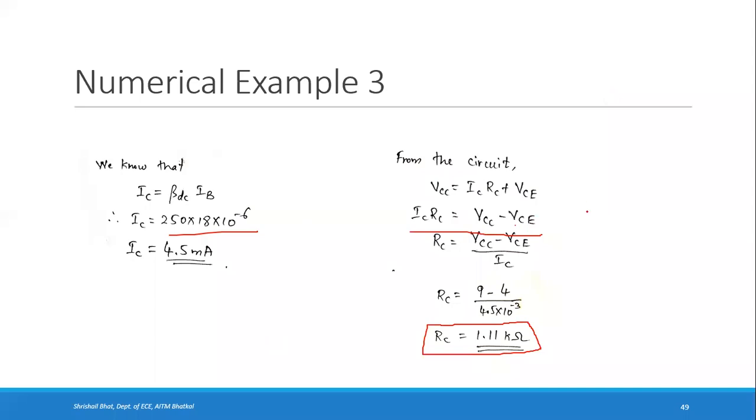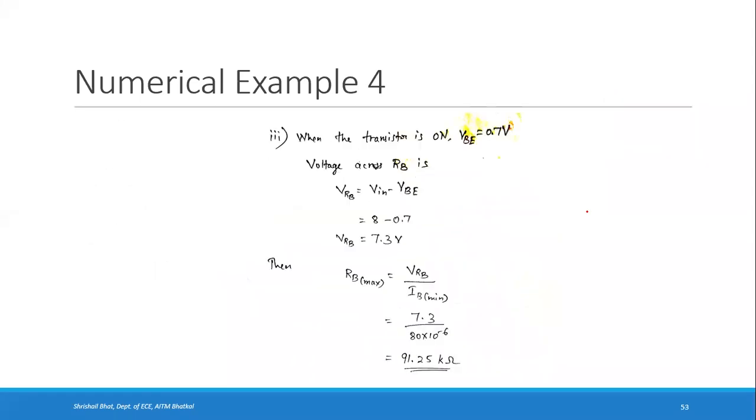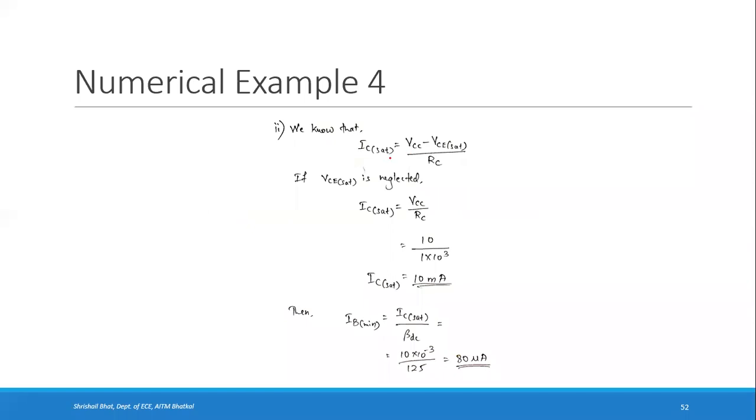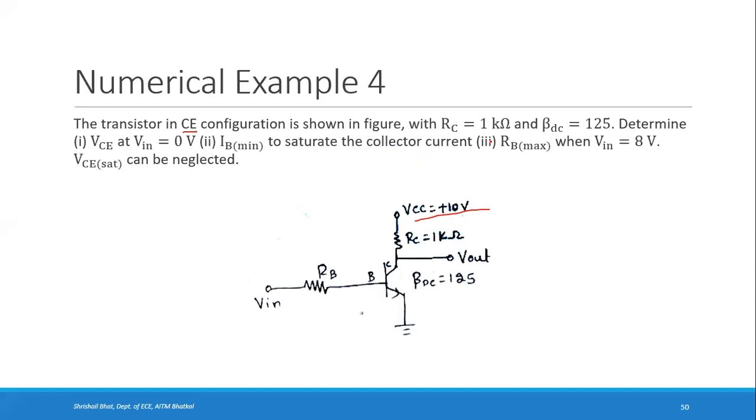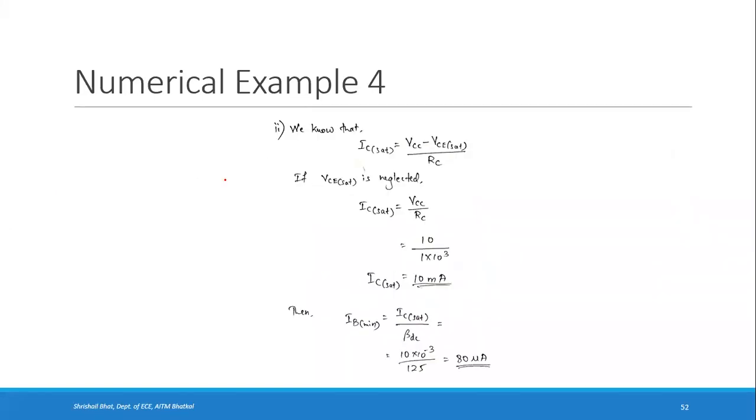If you take the saturation values, IC sat will be equal to VCC minus VCE sat divided by RC. So this is the equation for the saturation value of the collector current. We have been given in the question that VCE sat can be neglected, so it can be taken as 0.